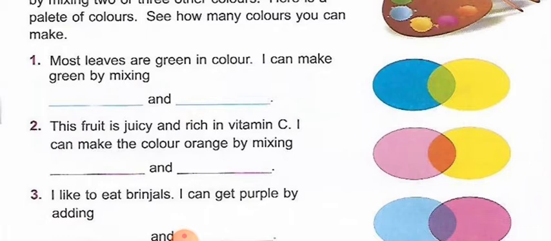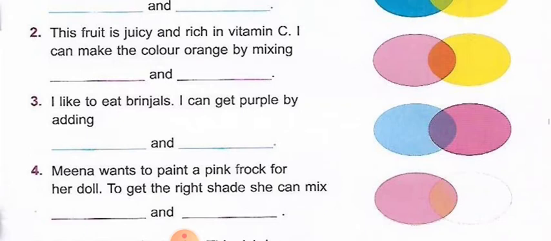I like to eat brinjals. I can get purple by adding light blue and pink. Light blue and pink combined together, purple came. Okay.